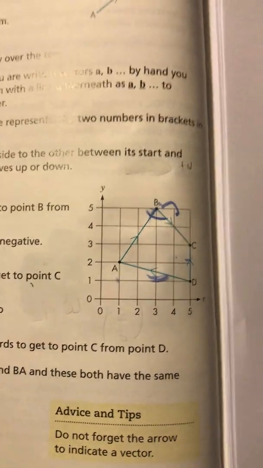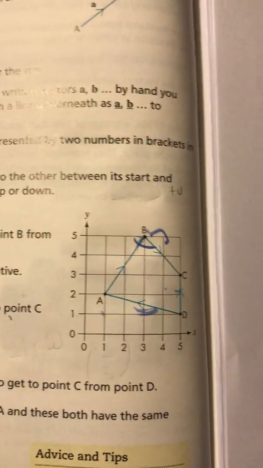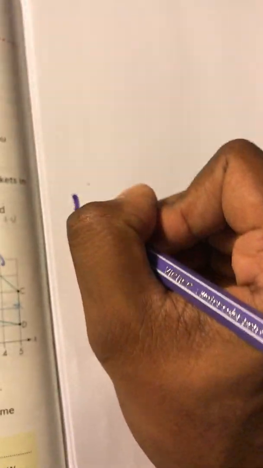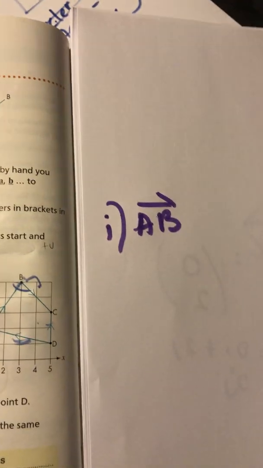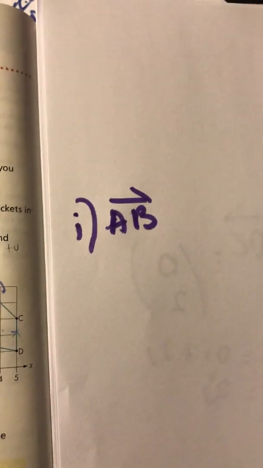Guys, I will continue the tutorial from using this diagram. Another important thing you need to know in vectors is that usually the question will come out something like this. They'll say this is the question, A B, and then draw an arrow up there. I'm going to tell you what this arrow actually indicates.